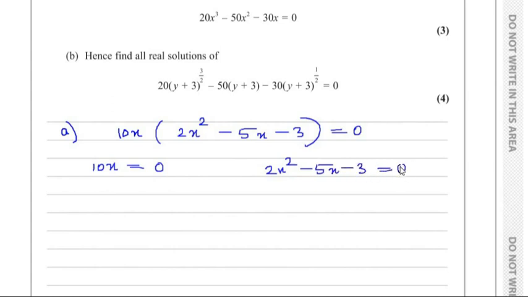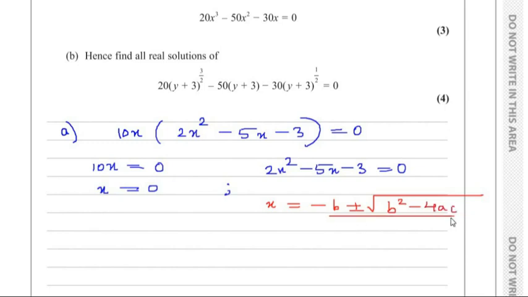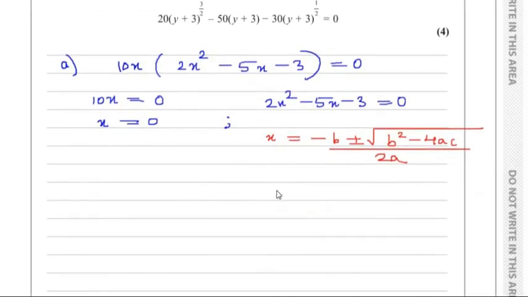Now here we can see x becomes equal to 0 because 10 goes on the other side and 0 divided by 10 is 0 itself. So we got the first value of x, which is x equal to 0. Now let us start solving this quadratic equation using the quadratic formula, which is given as x is equal to minus b plus minus square root of b square minus 4ac over 2a. As we know, a is the coefficient of the x square, so a is 2 here, and b is the coefficient of x, so it is negative 5, and c is the constant, so here it is negative 3.